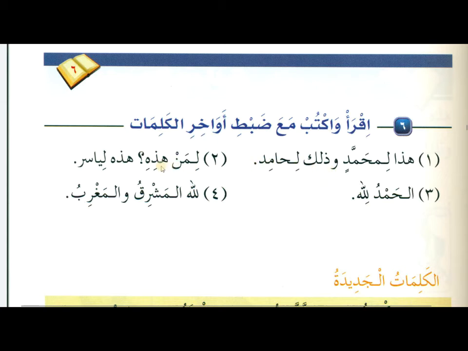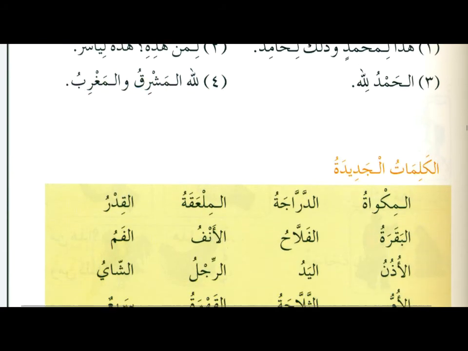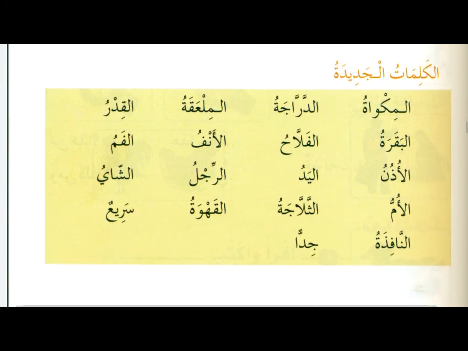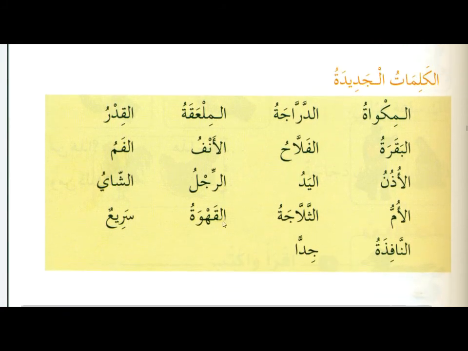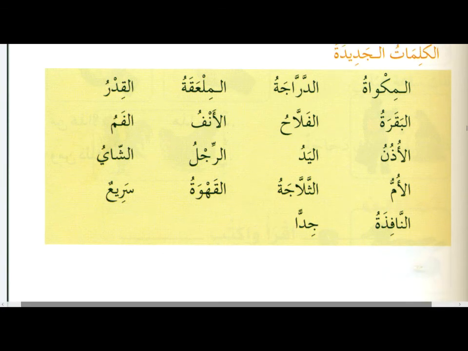Liman hazihi, to whom does this belong? Hazihi li Yasir, this belongs to Yasir. Alhamdulillah, thanks to Allah. Lillahil mashriqu wal maghribu, to Allah belongs the east and the west. Al kalimatul jadida, you will write their meanings here and then you will upload it to Google Classroom as your homework.